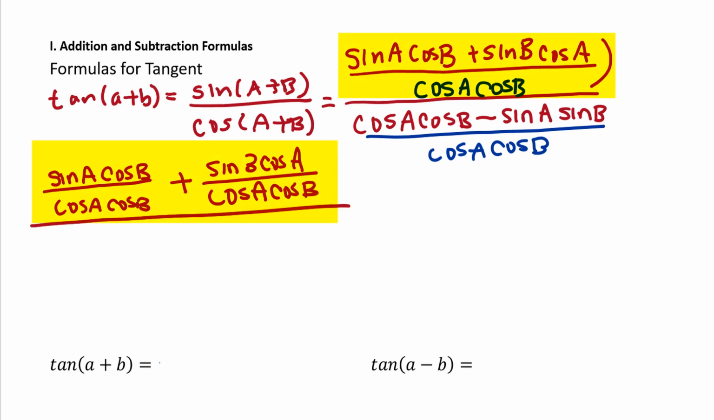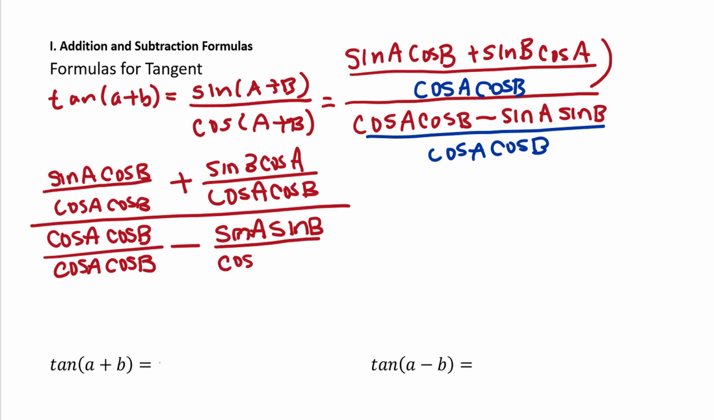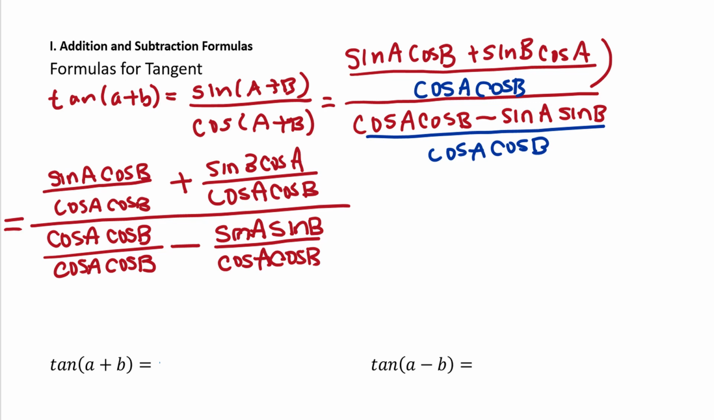Let's do that for the big denominator. Then we will have cosine A cosine B divided by cosine A cosine B minus sine A sine B divided by cosine A cosine B. Now let's look to see what terms cancel. Cosine B over cosine B becomes 1. Cosine A over cosine A becomes 1. And then in the denominator, cosine A, cosine B, they both cancel.